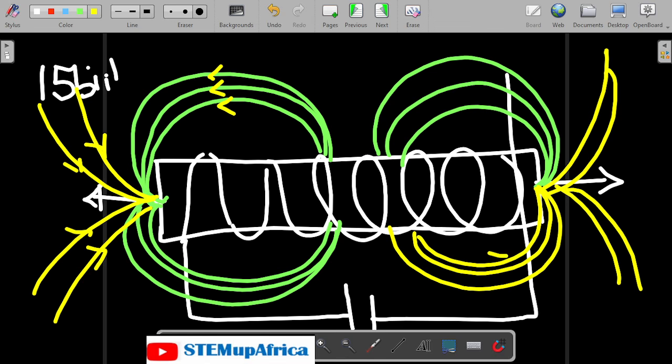So this is also going this way. So this is around a solenoid. So that is that.